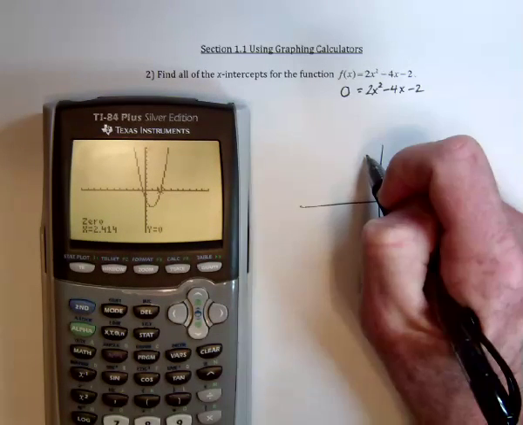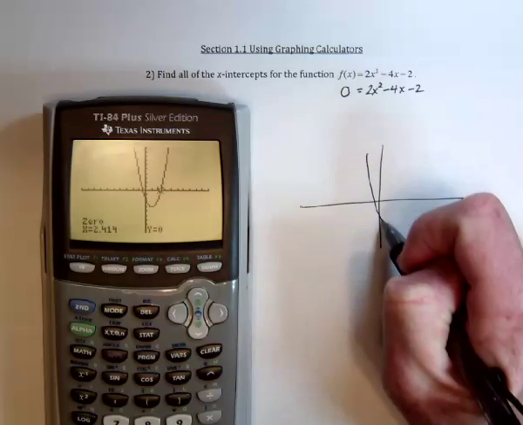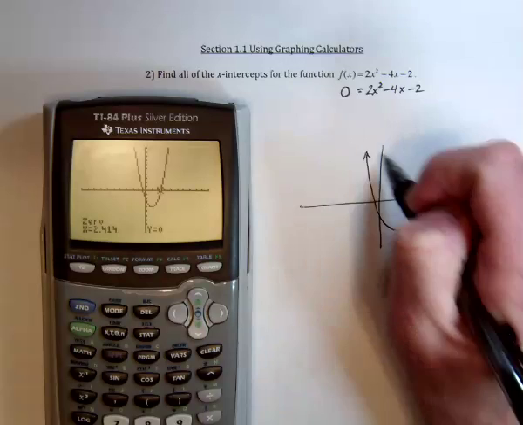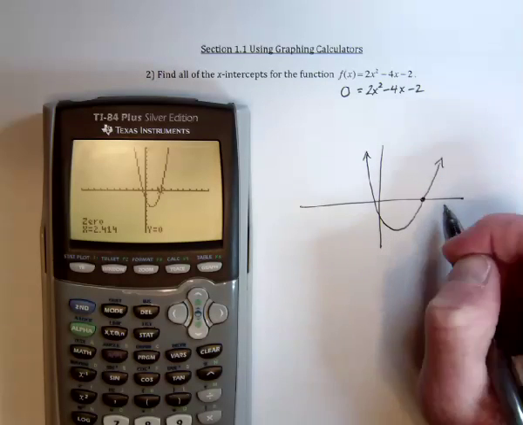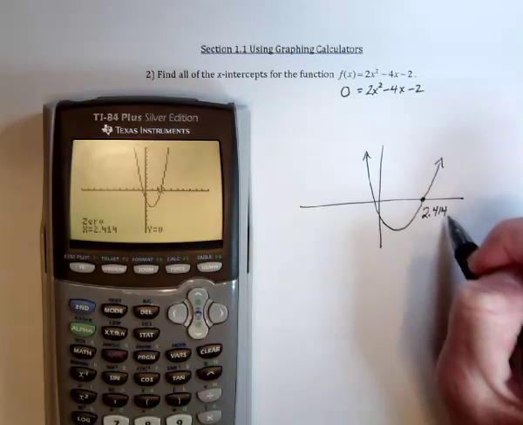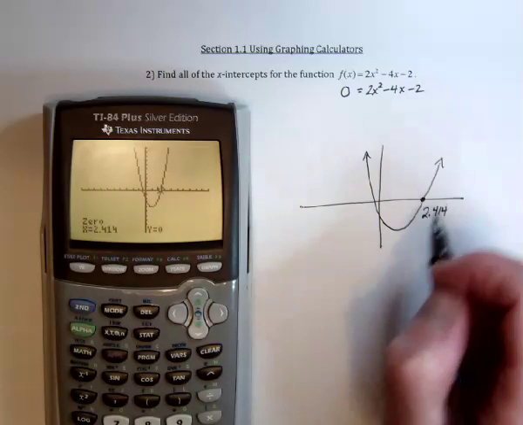Now let me sketch a graph of what's going on. We've got the parabola about like this. And we just found out that this x-intercept is at 2.414. And now to find the other one.